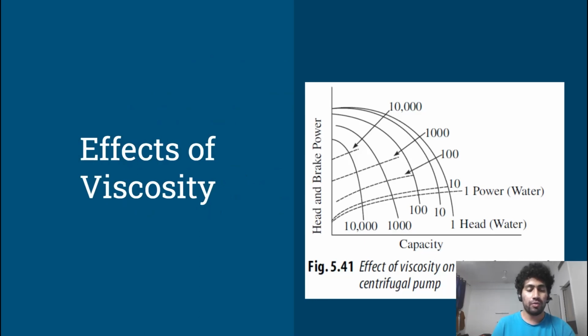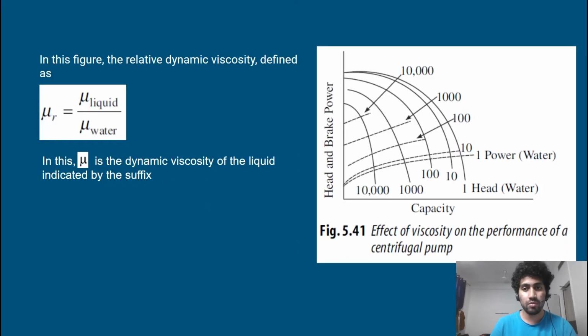Now we have finished the topic of cavitation, and we come to the effects of viscosity on the performance of a centrifugal pump. We can see a graph, and to understand this graph we have to know what is mu r. Mu r is the ratio of the dynamic viscosity of the liquid with respect to the dynamic viscosity of water.